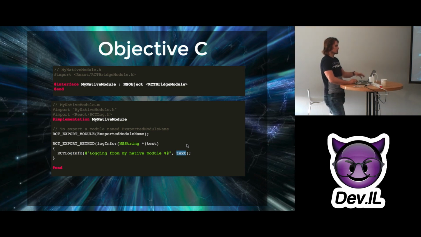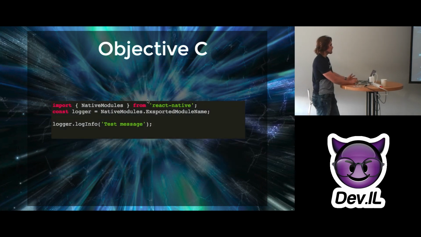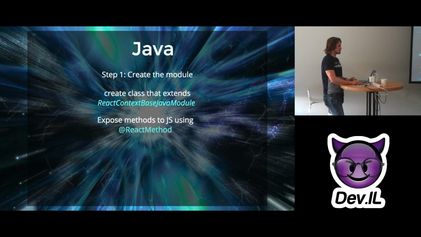I know it looks familiar, maybe it's Objective-C, but you see how little code you need to extend your native module inside the JavaScript ecosystem. And then you can use it like this. You import native modules from React Native, and then my logger has native modules.exported module name, log info for test message, and that's it. That's basically the connection. For Objective-C, it's easy. For Java, I didn't even include the code because it's much more.